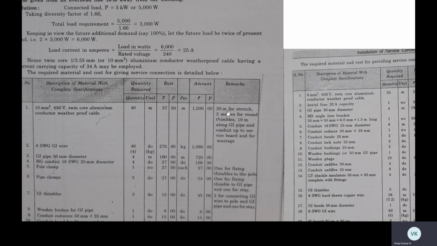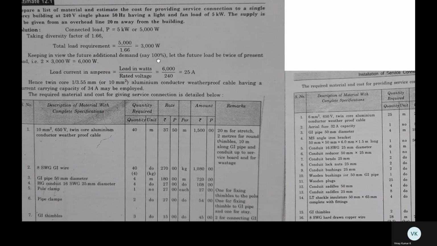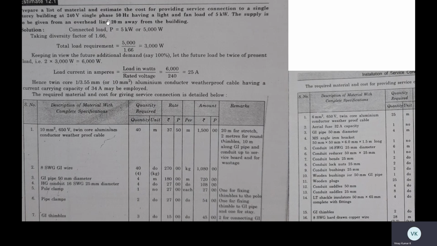Like that, we have to calculate how much cable is required. First we determine the load current. After finding the load current, find the size of the cable. After finding the size of the cable, measure the distance between the pole and the home. In the given example it is 20 meter. So take 20 meter into 2, 40 meters of wire for phase and neutral, and take 2 meters of wire from the service mains.